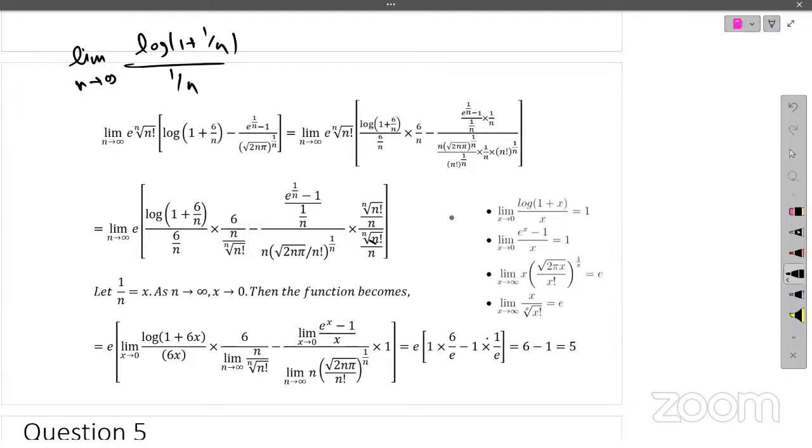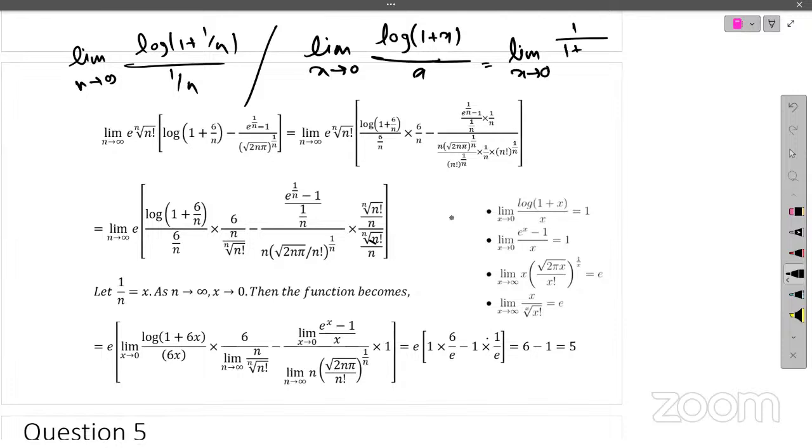No, ma'am. For x equal to 0, I applied L'Hospital, then I substituted the limit. I've done 1 by 1 plus x. Then I did it to infinity. Then I get 1 by infinity. So I'll be getting infinity, right? Sorry, 0.